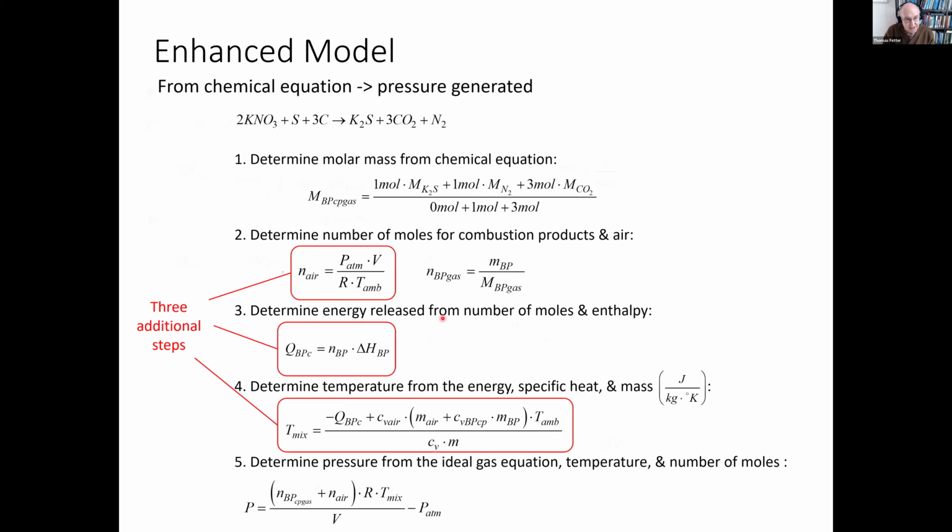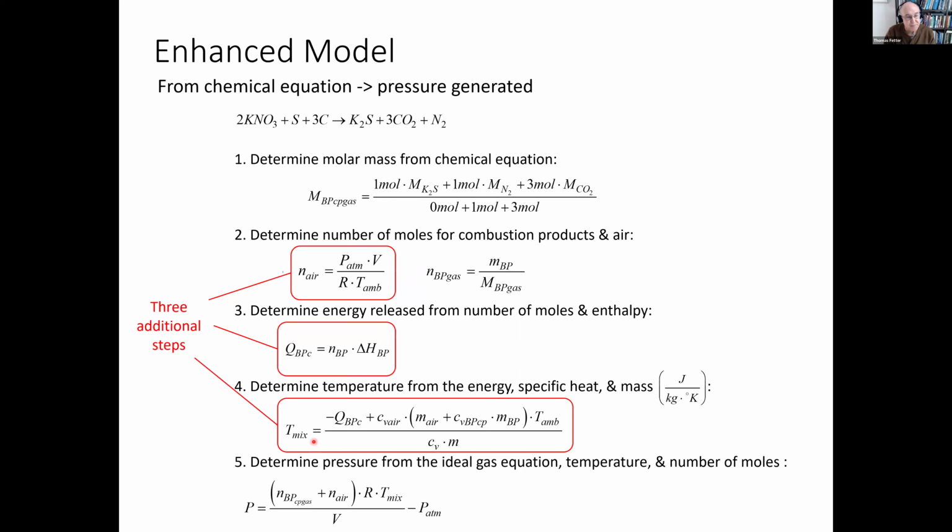So if we're going to add the heating of the air to the pressure model, we need to add 3 steps. The first one is to calculate the number of moles of air in the chamber, and we use the ideal gas equation to do that. Secondly, we have to calculate the amount of energy that's generated. We use the enthalpy to do that, as we just saw. And the third step then is to use that energy to calculate the temperature of the mixture of gases using the specific heat at constant volume of the gases. And when we do that, we determine the temperature of the mixture of the combustion products and the air.